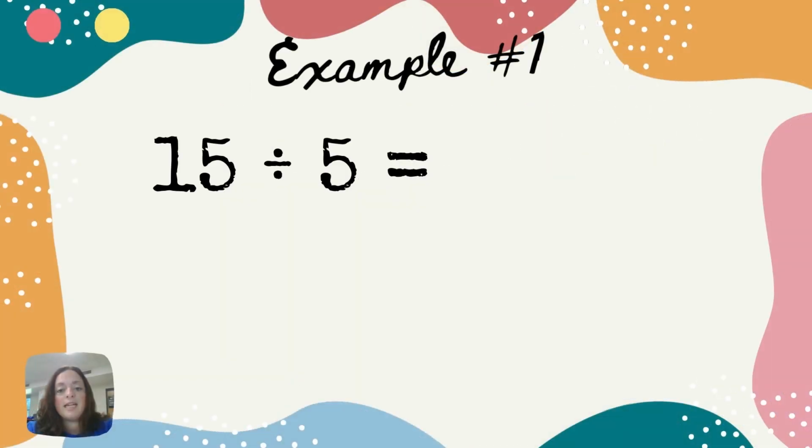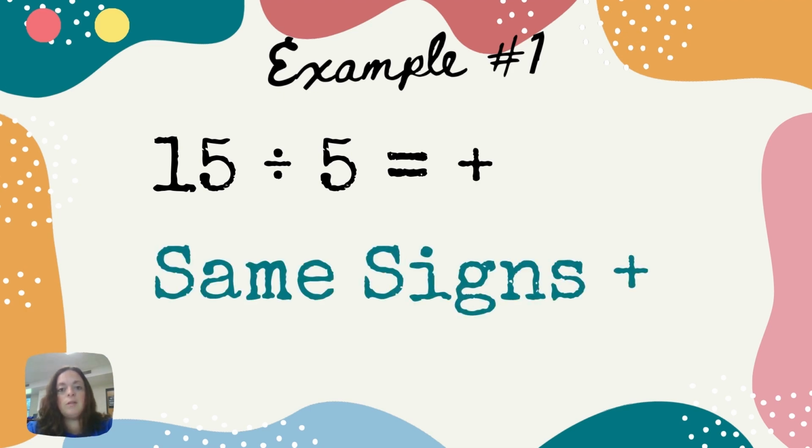Example 1, 15 divided by 5. Notice the signs. Both of them are positive. They have the same sign. So I'm going to go ahead and put a positive right here so that I don't forget later what my answer should be. Now, because 15 divided by 5 is 3, our answer is positive 3.